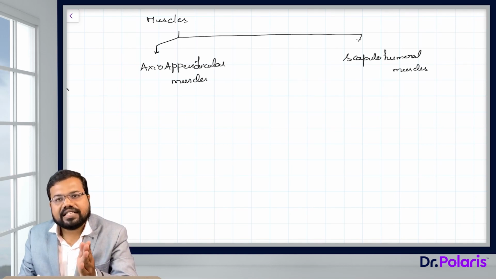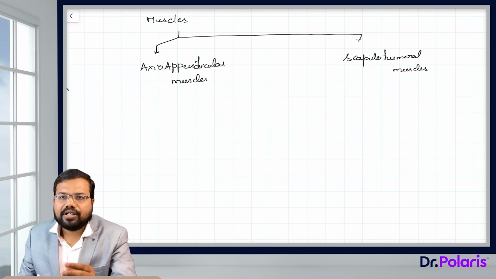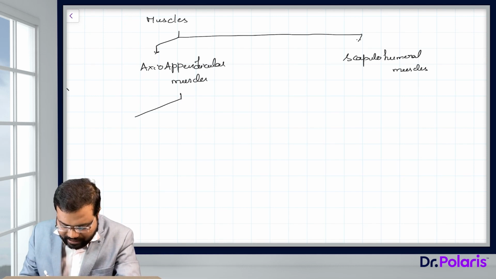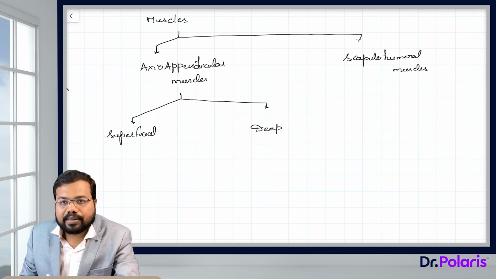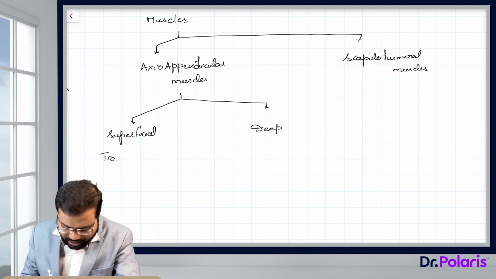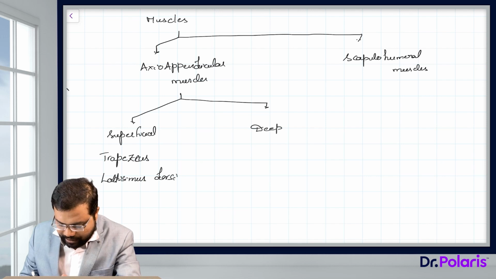Axio-appendicular means the muscles extend from the axial skeleton towards the appendicular skeleton. That's why they are called axio-appendicular muscles. These axio-appendicular muscles are arranged in two layers: the superficial layer and the deep layer. The muscles present in the superficial layer are the trapezius and the latissimus dorsi. The deep layer consists of the levator scapulae, rhomboid minor and rhomboid major.